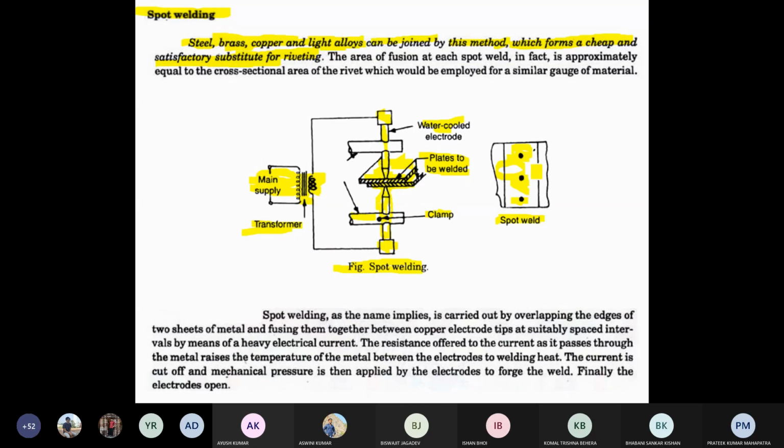But here you are using spot welding. Two plates are there, now you provide the high voltage, so they melt at that point only and connect to each other. The area of fusion at each spot weld is approximately equal to the cross-sectional area of the rivet which would be employed for similar gauge of materials. I think all of you will understand this simple thing.